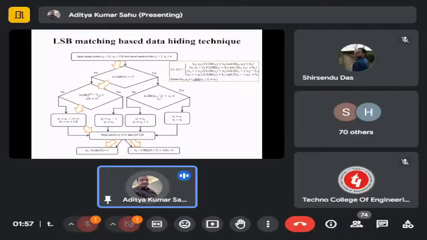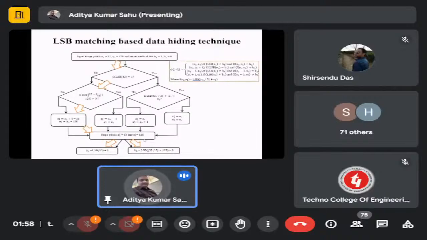Since we are hiding two binary bits, we can have four possible conditions. For each of these conditions, you see there are four possible conditions here. One of the conditions will be satisfied at any point of time. Here the stego pixels are 33 and 128, and from here, this will be sent to the receiving end.